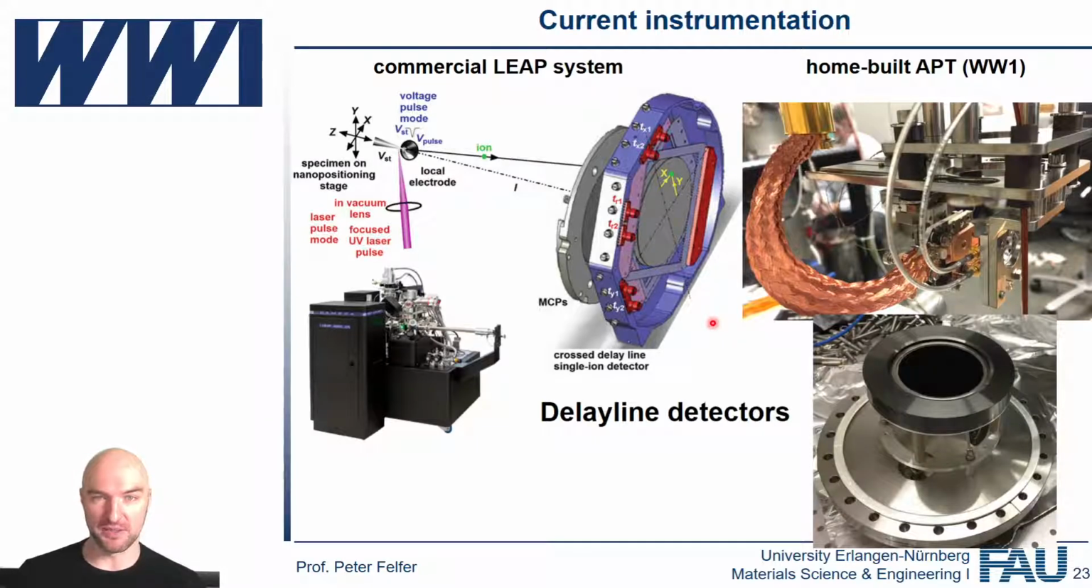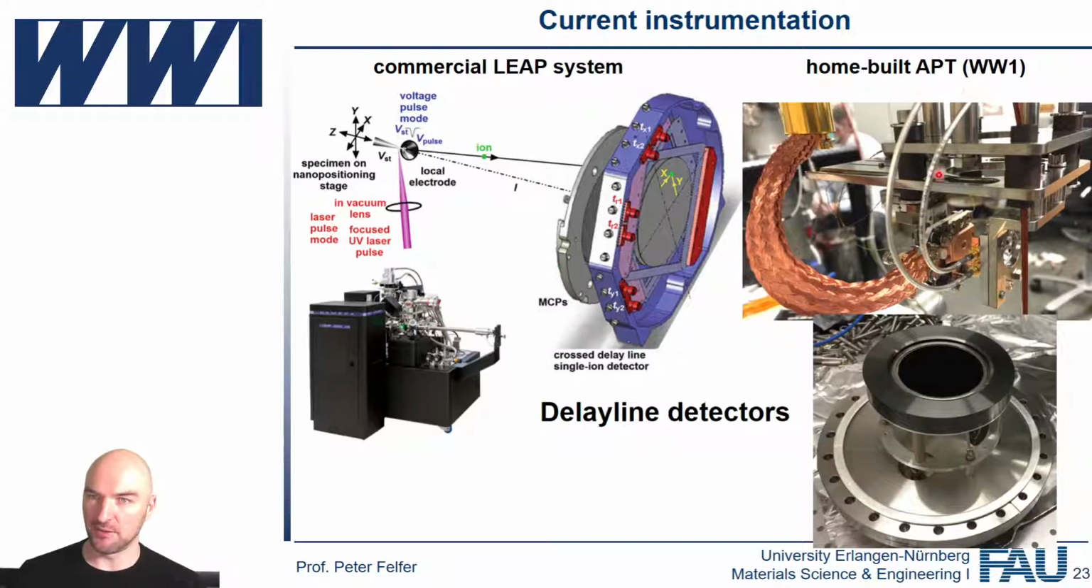So what does current instrumentation look like to that end? Very often you have commercial atom probes. This is a LEAP, a commercial CAMECA LEAP atom probe that we also use in our lab. In those you have a specimen and a small counter electrode, so they can focus your field very, very closely onto your sample. And then you have a cross delay line single ion detector. We're going to talk a lot about that in the instrumentation session, because understanding how that works and what its limitations are is very crucial to understanding how your data comes about.